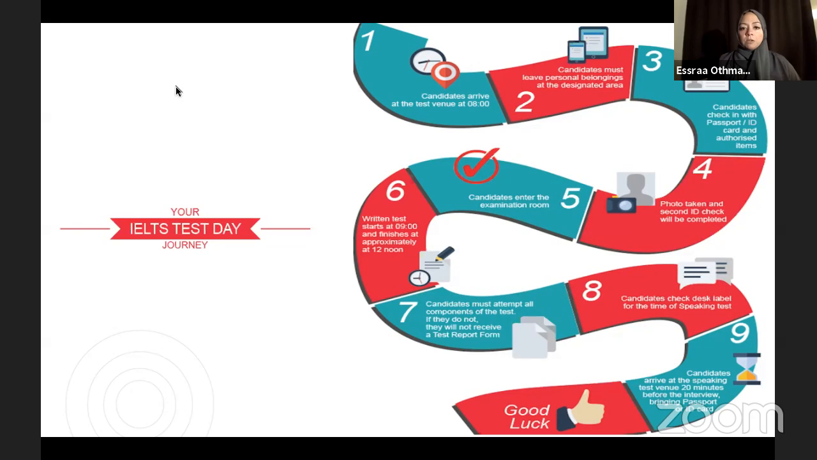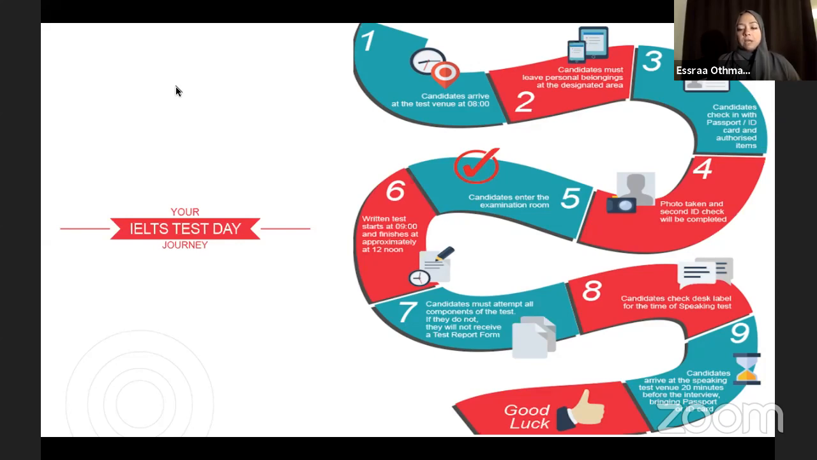Of course, it's very, very important to attempt all the components of the test. You must write your answers for all of the 3 sections. Then you have to check your time for the speaking test, which will be written for you on your desk, along with your candidate number and your name. So the desk that you're going to be seated at will have a paper. This paper has all the information that you need: your name, your candidate number, and your speaking exam date and time. Then you check that time, and you have to be there at least 30 minutes before this time.